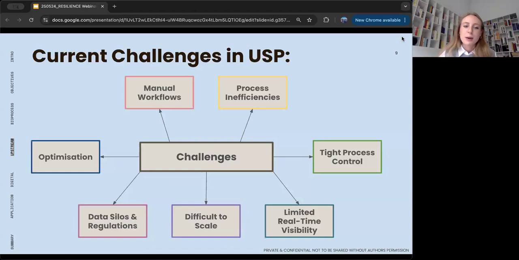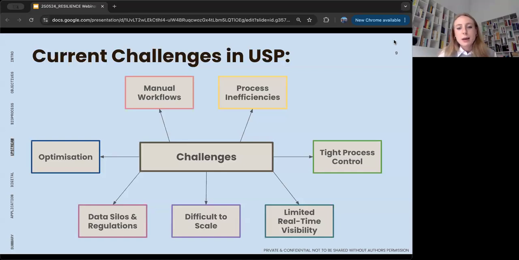Now, of course, upstream processing, like all parts of bioprocessing, comes with its own set of challenges. And these can vary depending on the type of therapy being produced or the scale you're working at. So some of these challenges are common across most bioprocesses, while others become much more significant when you're working with complex or advanced therapies. Now, I've put a couple of the main challenges here on the slide, and I'll work my way through all of them, starting with manual workflows in the pink box.